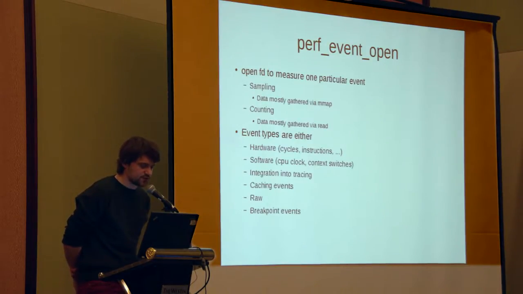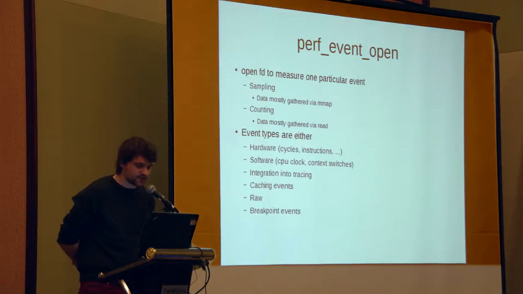You can open it for a specific kind of event, like for example the Hopper cycles, like we saw in the perf list command. And it will return you a file descriptor, which you can use for two kinds of things: sampling or counting. If you specify a sampling event, you normally just memory map a ring buffer from the file descriptor and process the ring buffer. In case you don't want to sample, like just counting, you can just use read and normally get long values from the file descriptor.